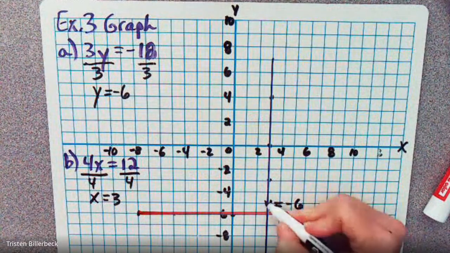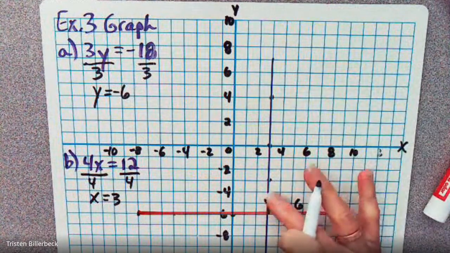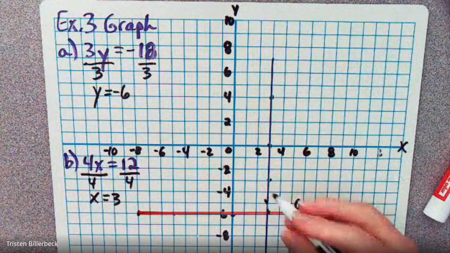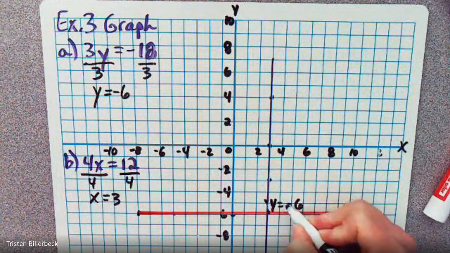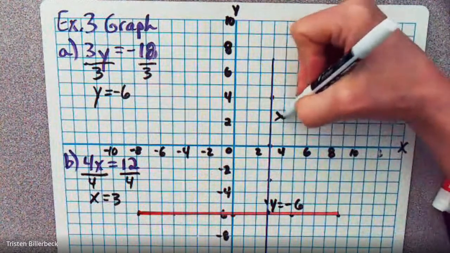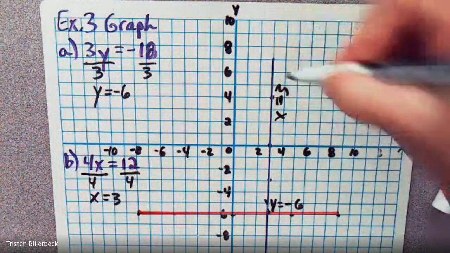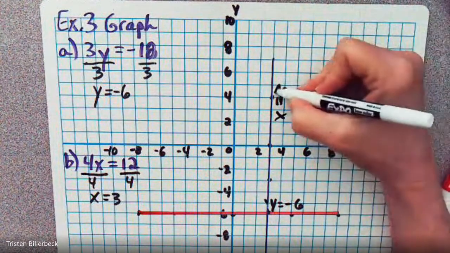So we have y equals negative 6, and then this one is x equals 3. I guess I should have moved this over and planned better. Okay, so that's how we would graph that.